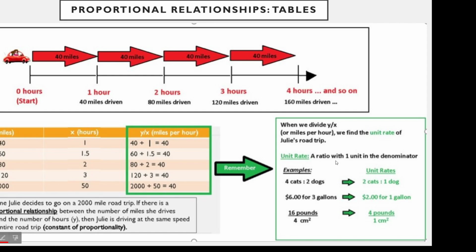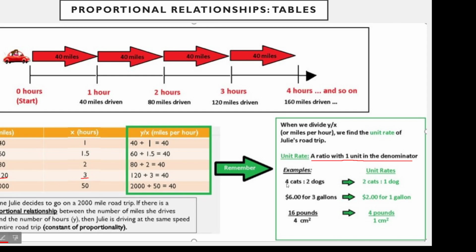Okay? Our unit rate, we're comparing to 1 in the denominator. And what I mean by that is, okay, let's look here. If we go 120 miles in 3 hours, well, if I want to know how far I'm going every 1 hour, I need to divide, and that tells me that I'm going 40 miles per 1 hour. We have 1 hour in the denominator.